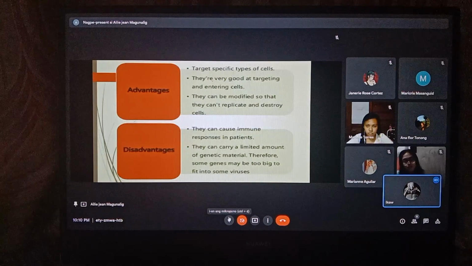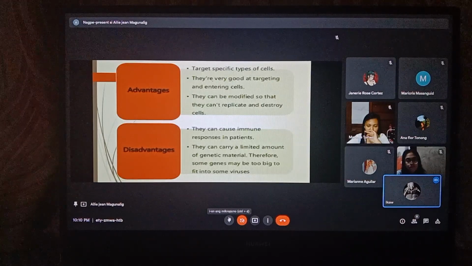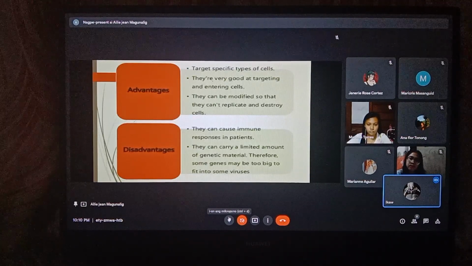So there are also the advantages and disadvantages of this. First, the advantages: they target a specific type of cells, and they are very good at targeting and entering cells. They can be modified so that they can replicate and destroy cells. The disadvantage of this is they can cause an immune response in the patients. They can carry a limited amount of genetic material. Therefore, some genes may be too big to fit into some viruses.